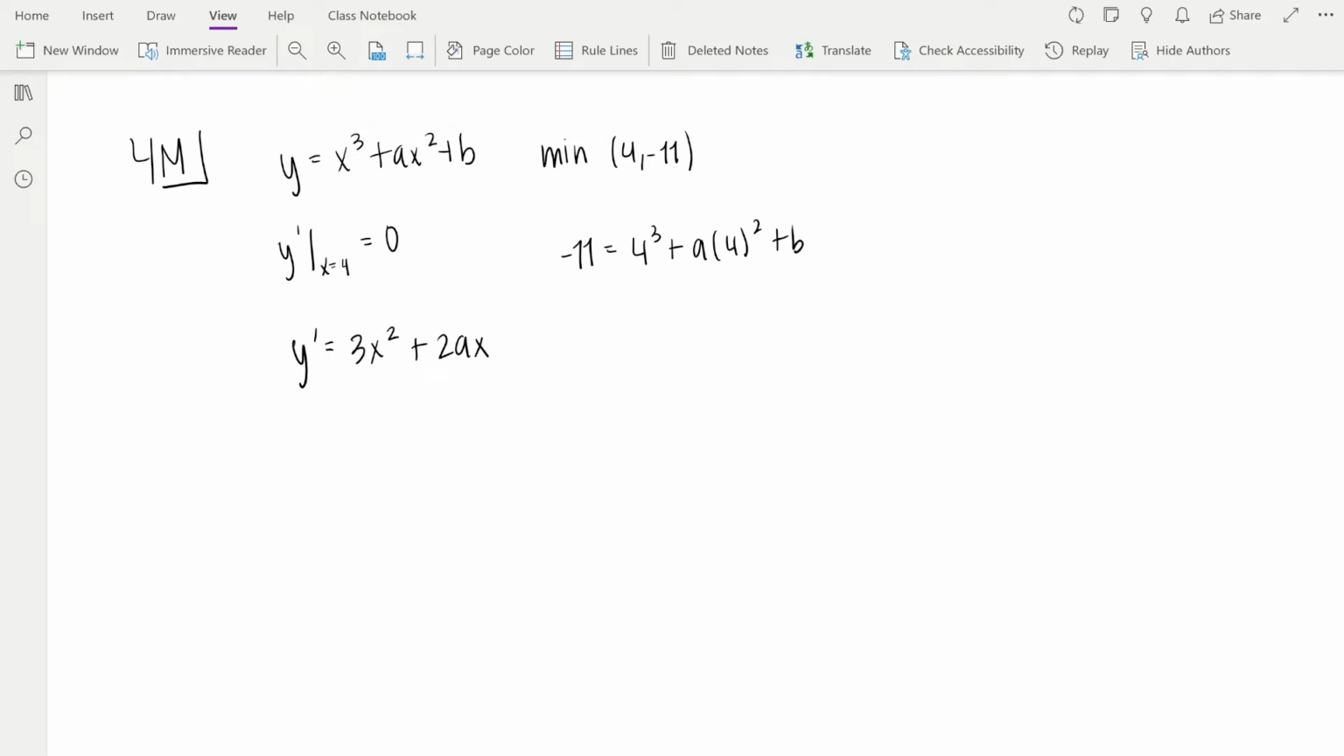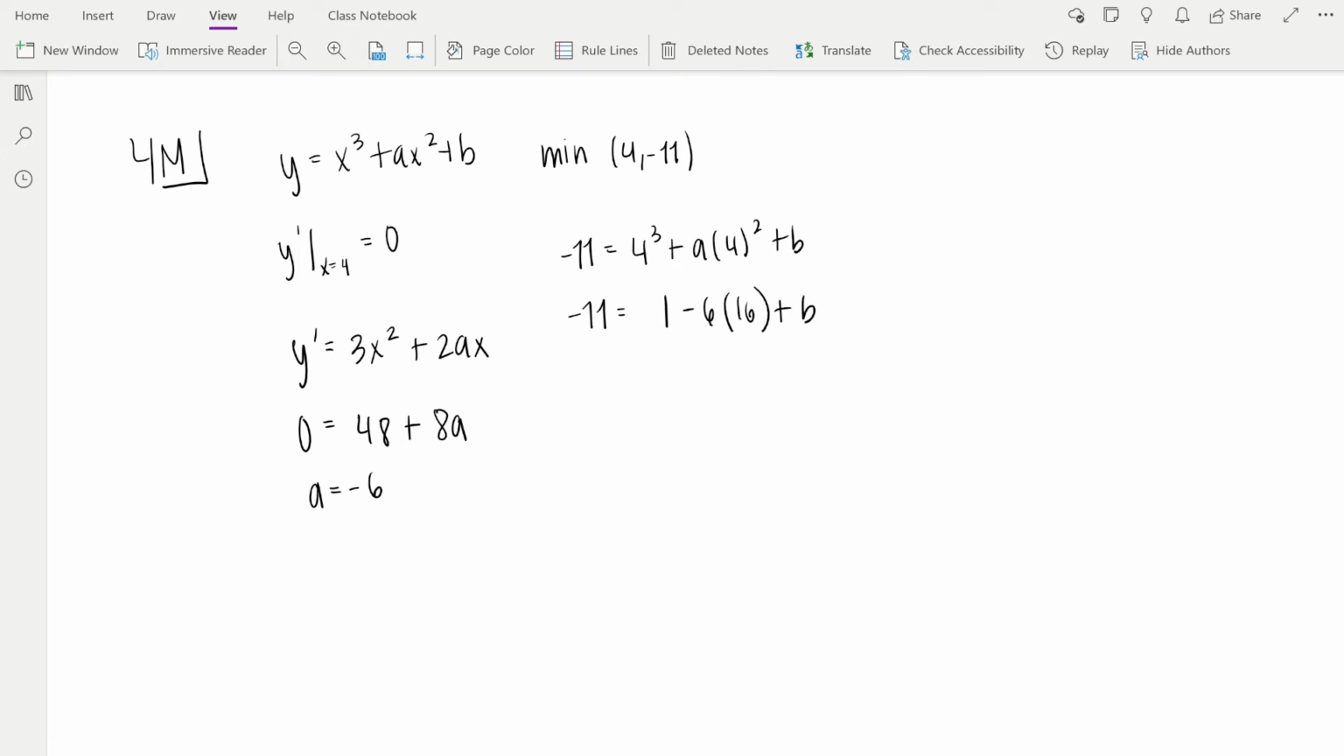So let's plug in 4 and set it equal to 0. So 0 equals 4 squared is 16 times 3 is 48, plus 2 times 4 is 8, that's 8a. So a equals -6. That allows me to come back to this equation and plug in the -6, which should find me the value of b. We have -11 equals 64 minus 6 times 16 plus b.